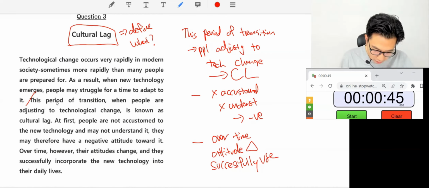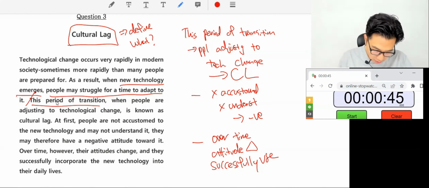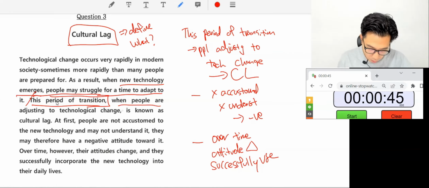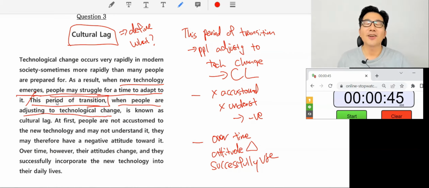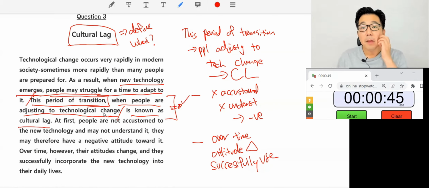This period of transition, okay, so this period from the previous sentence, when new technology emerges, people may struggle to adapt. So this period, when people are trying to adapt to the new technology, this period of transition to new technology or technological changes, okay? When people are adjusting to technological change, so it says it here, so I can just write this down, right? So this period of transition when people are adjusting to technological change is known as cultural lag. Bang, this sentence.